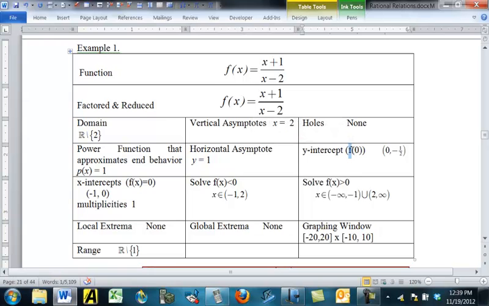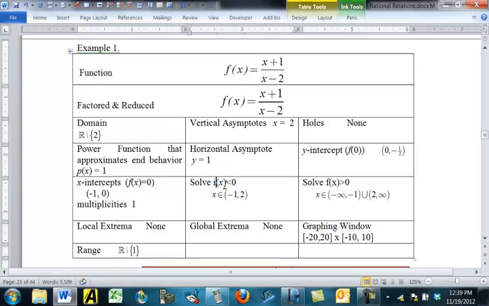The y-intercept, pretty easy to see that. That's going to be when we put in x is 0, we get 1 over negative 2, so negative 1/2 is a y-intercept. What about x-intercepts? That's going to be when f of x equals 0, so put 0 on the left side, but that happens exactly when the numerator is 0, x plus 1 equals 0, when x equals negative 1. So negative 1 is the root, negative 1, 0 is the x-intercept, and it has multiplicity 1. So we should see it going through the point negative 1, 0, and it should go straight through kind of like a line.